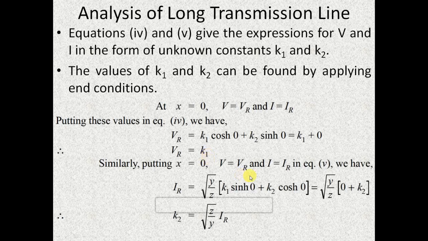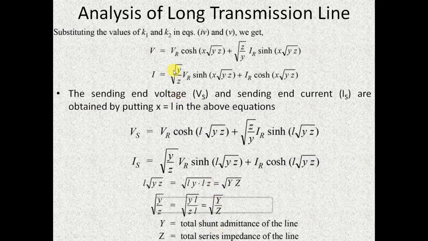Next we will apply the same condition in the current relation, the current relation which we have obtained in equation number 5. There, while substituting x is equal to 0 and putting I is equal to IR, we will be able to deduce the relation like this, from which we can obtain the value of k2 as square root of Z by Y into IR. Now we have determined the values of k1 and k2. Making the substitutions of k1 and k2 in equation number 4 and 5, we will be able to obtain the relations for V and I in this form.